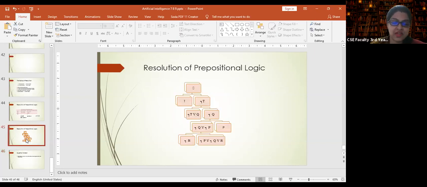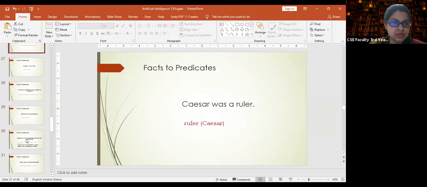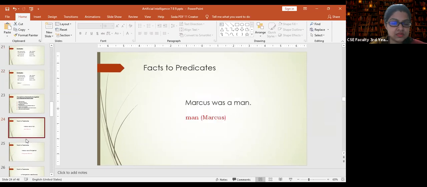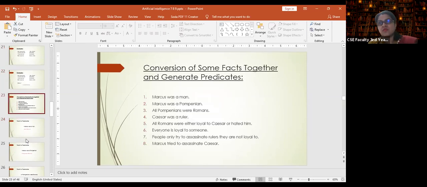Okay, so some facts are given. For example, this type of set of facts will be given. So what is written over there? Let us check it again. Marcus was a man. Marcus was a Pompeian. All Pompeians were Romans. Caesar was a ruler. All Romans were either loyal to Caesar or hated him. Everyone is loyal to someone. People only try to assassinate rulers they are not loyal to. Marcus tried to assassinate Caesar. Okay, so this 8 part is given.